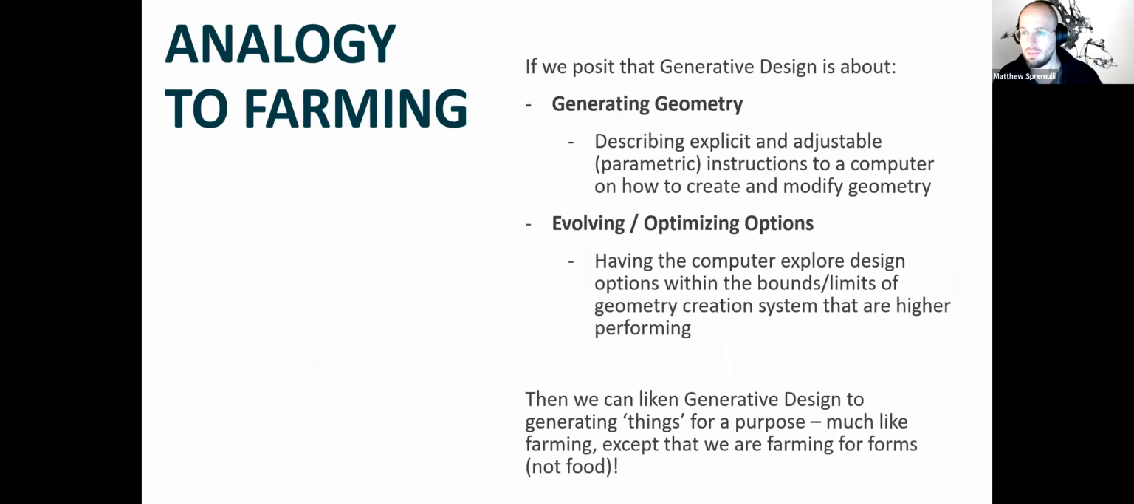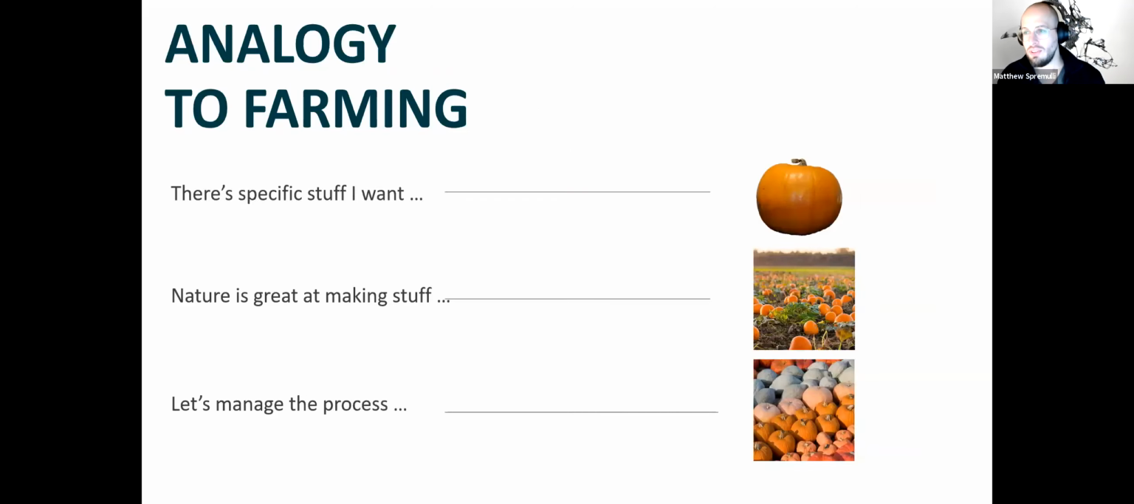So this is where I like to return to my analogy of farming or agriculture. If generative design is about making geometry and then evolving or optimizing the options, it's kind of like farming. Although in this case, we're not farming for food. So what's a good Halloween reference for today? Let's take a look at the case of a pumpkin. This is a very popular vegetable in North America around Halloween time.